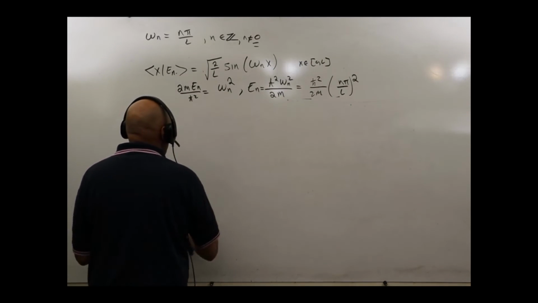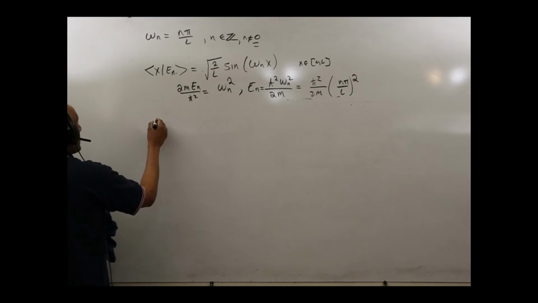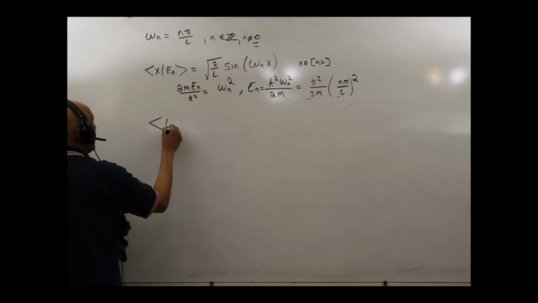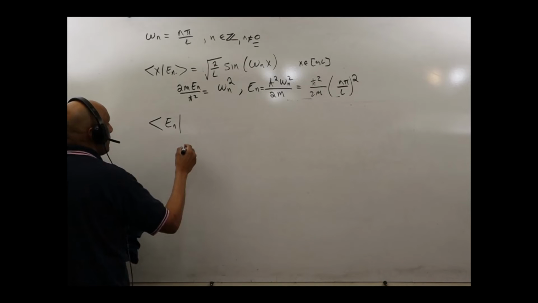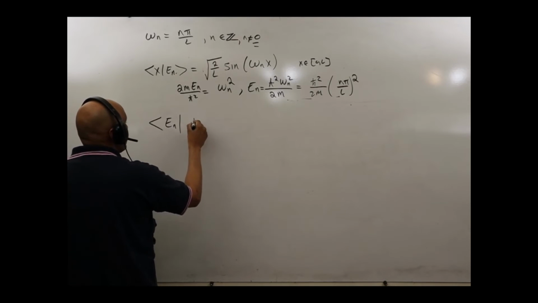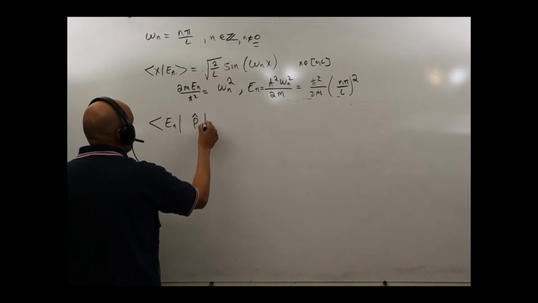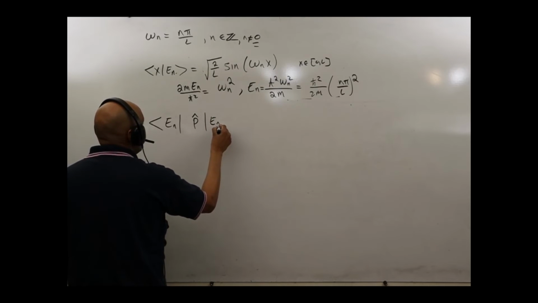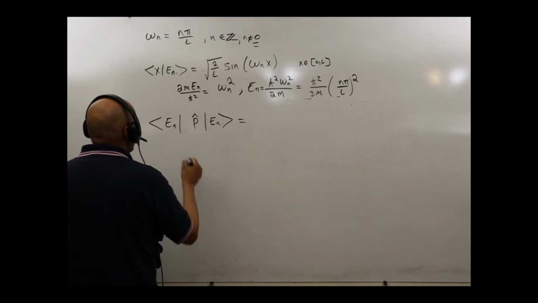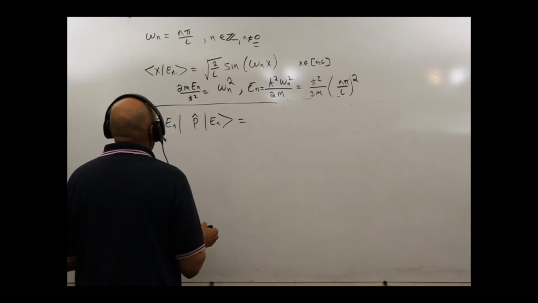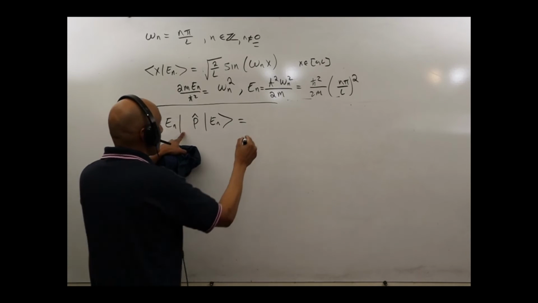Let's do an expectation value. I'm doing an expectation value of the nth energy eigenstate sandwiching the momentum operator, and let's say that we'd like to calculate the average momentum. So this is what I'd like to calculate. Again, I'm going to do a closure relation.